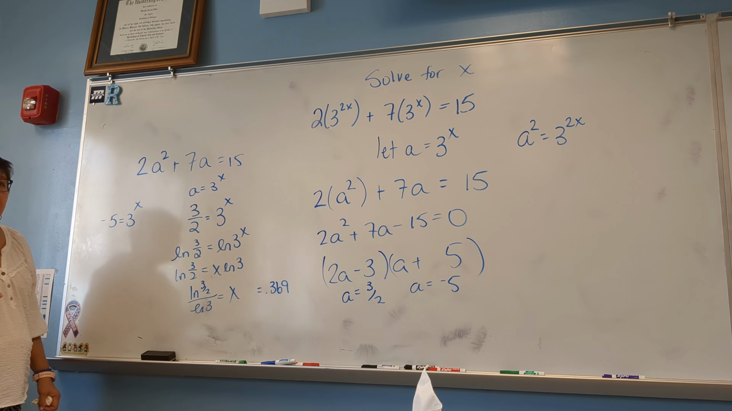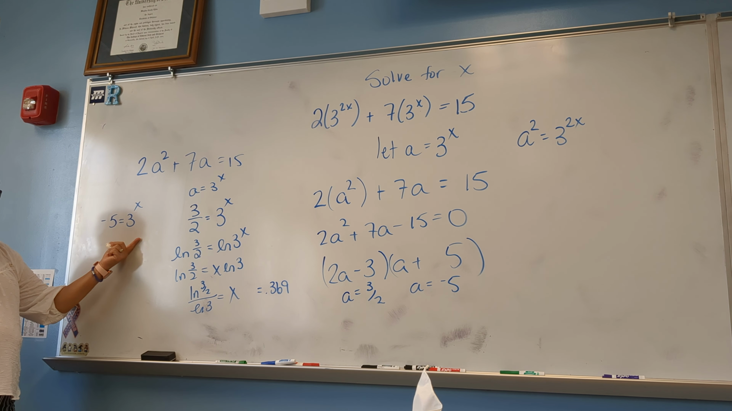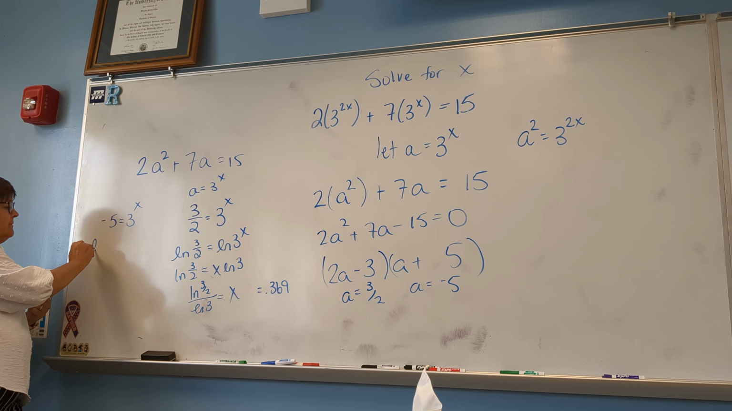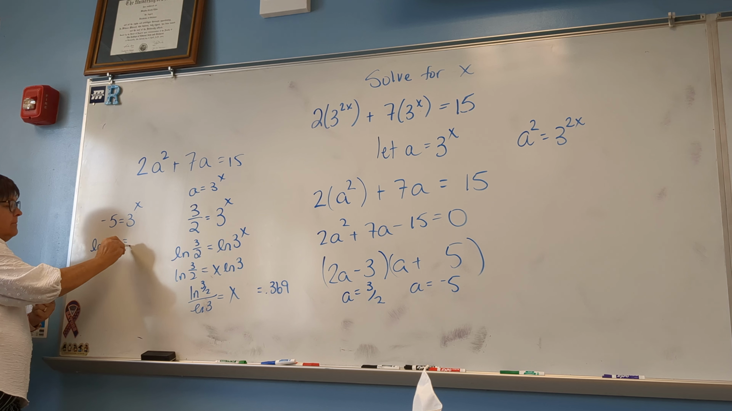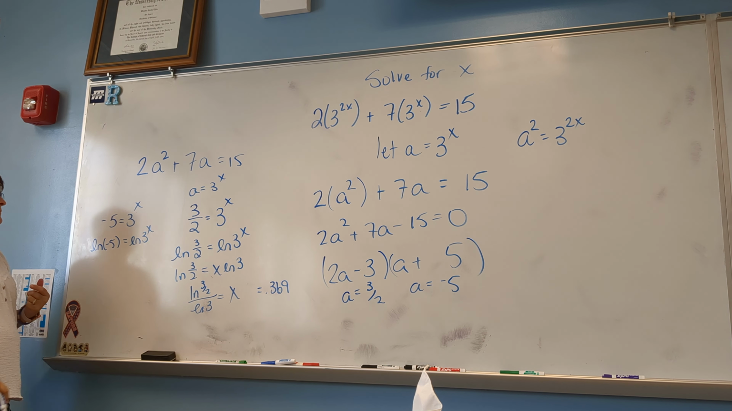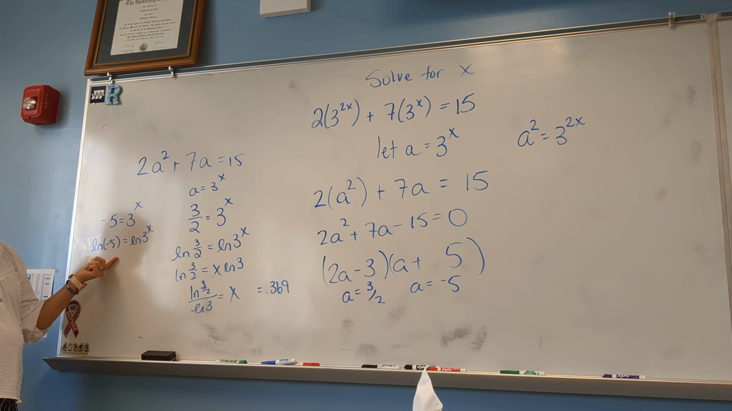And then let's do the next guy. How do I start to solve for x here? What do I do to both sides? ln it. What is ln of -5, if you don't mind plugging it in? Error. It's an error. And let me show you why.